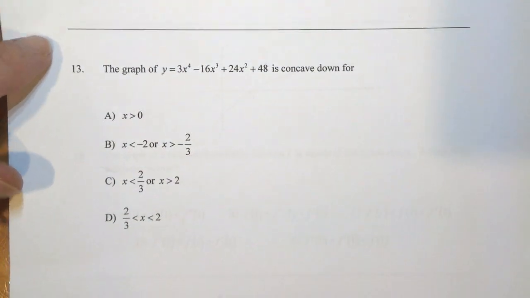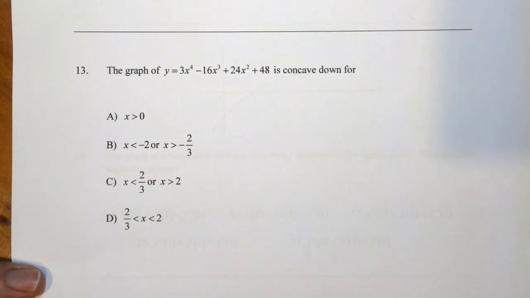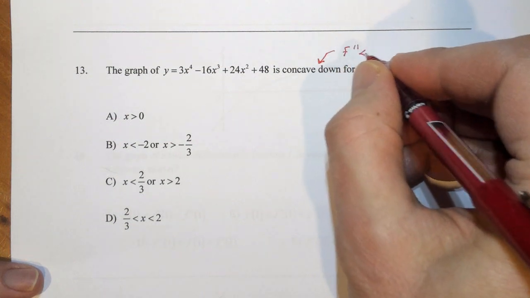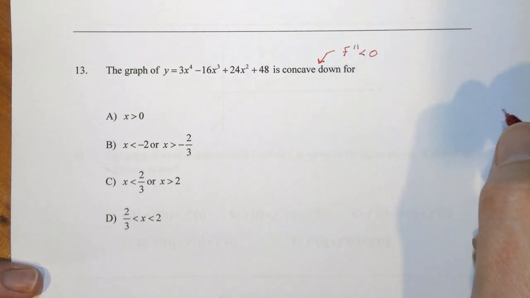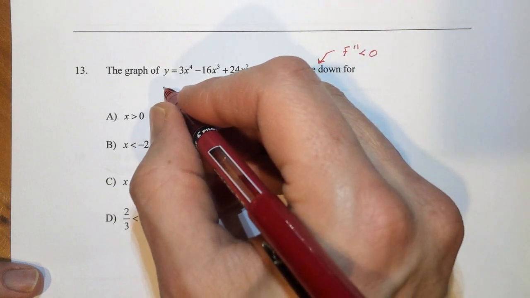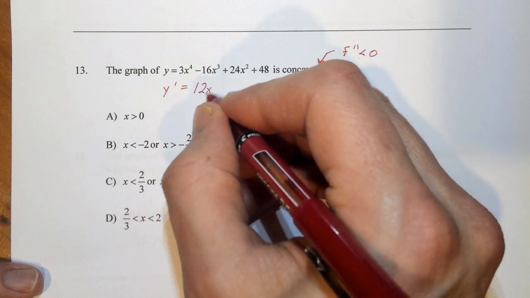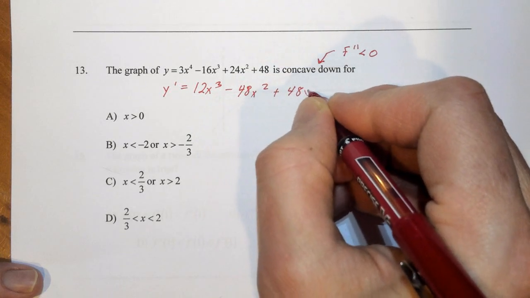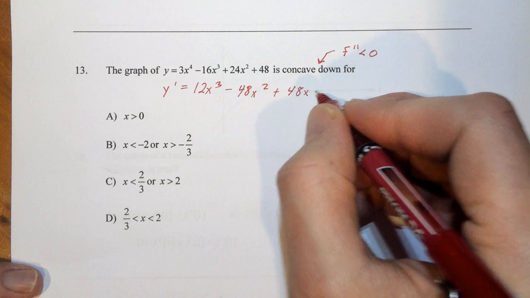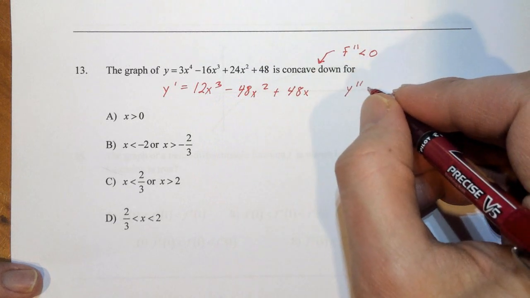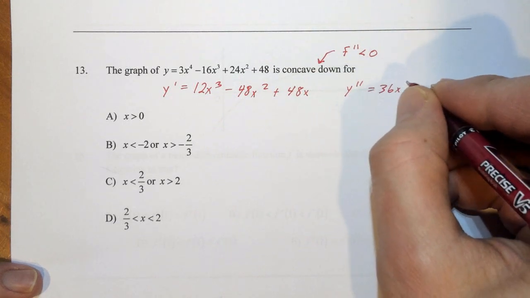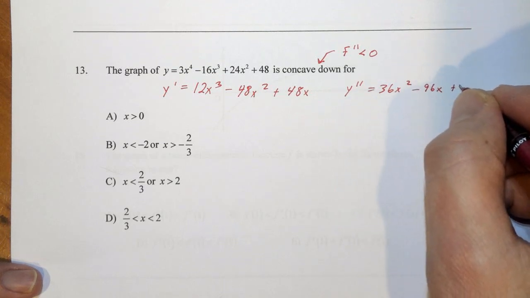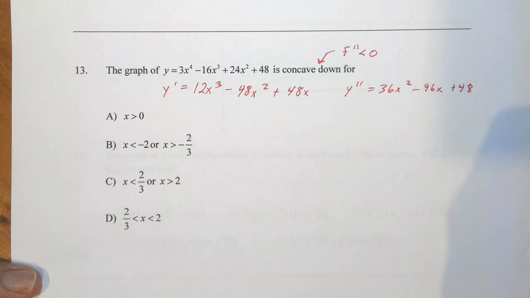Number 13 asks, when is the graph of y concave down? Concave down means that f double prime is negative. So we need to get y double prime. So y prime is 12x cubed minus 48x squared plus 48x, and this 48 derives to 0. Y double prime is going to be 36x squared minus 96x plus 48. Those are some pretty big numbers.